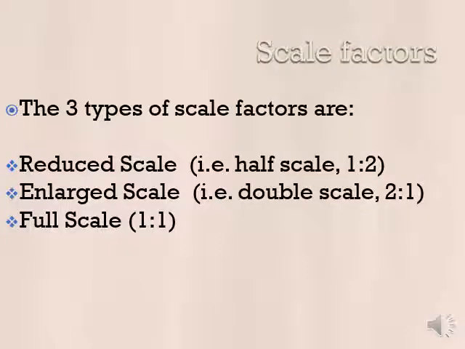There are 3 types of scale factors. A reduced scale, so when you take something big and make it small. An enlarged scale, where you take something small and make it big so you can see all of the details of it. And full scale, or 1-to-1, where it's drawn to its true size.